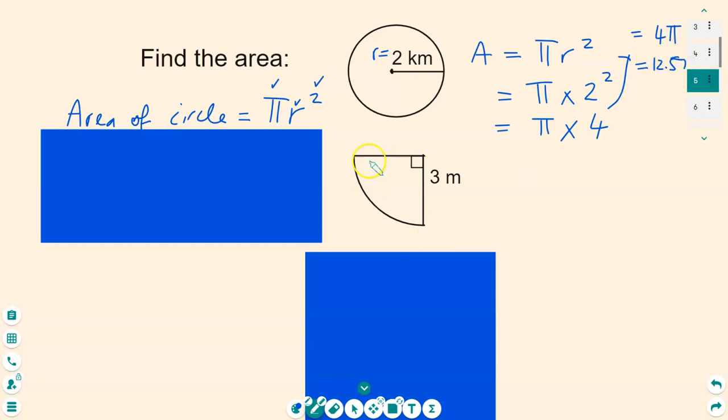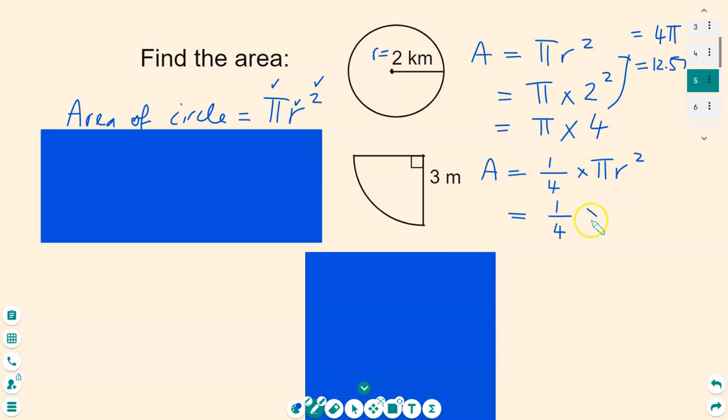Now here, do you notice that this is a fraction of a circle? If we draw that, it's a fraction of a circle. And so what fraction of a circle do you reckon this is? It's a quarter of a circle. So what do you reckon the area of a quarter of a circle is? It's going to be a quarter times pi r squared. Just looking at it logically, it's a quarter of a full circle.